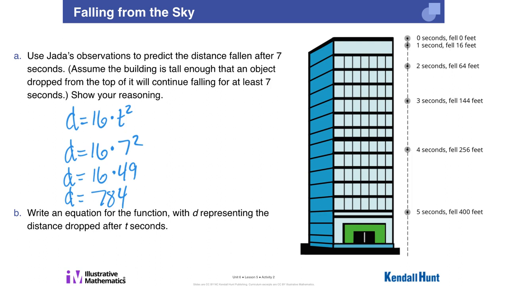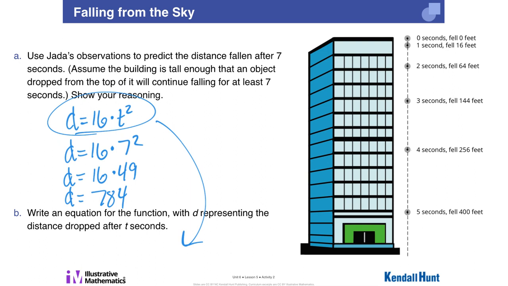So if I'm going to predict how far it's fallen in 7 seconds, and we're going to assume now that the building is tall enough that it's not going to hit the ground, I would plug in 7 for t, and then I just do my multiplication and end up with 784 feet. Now D is asking us to write the equation, and we've already done that right there.